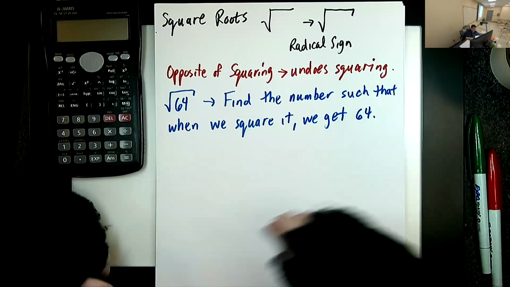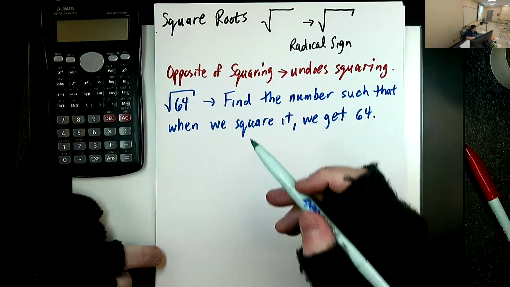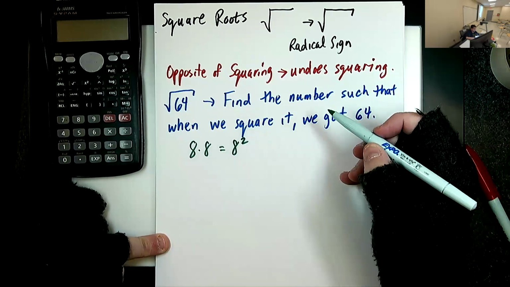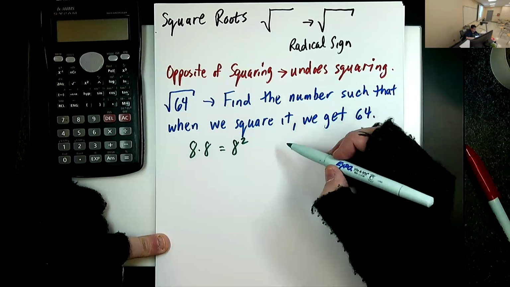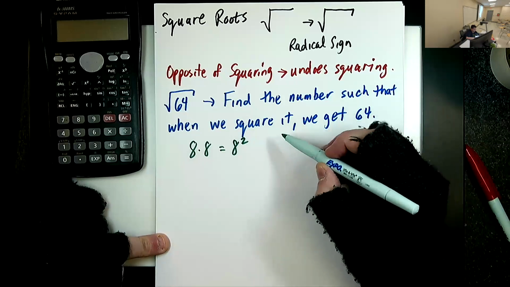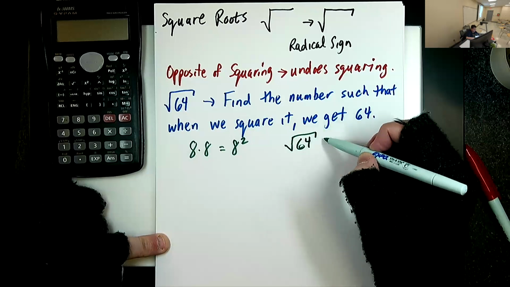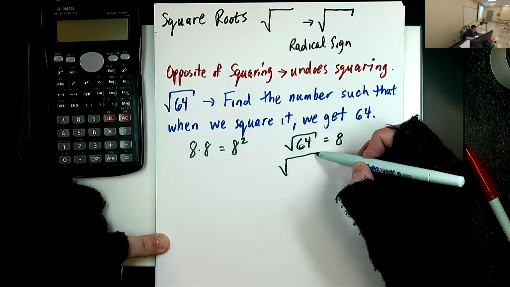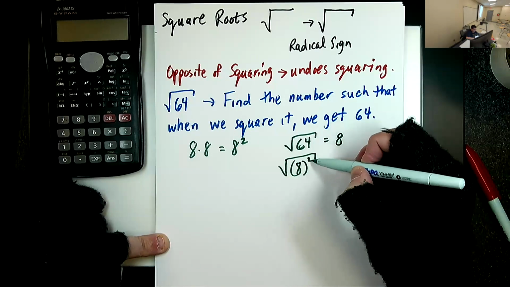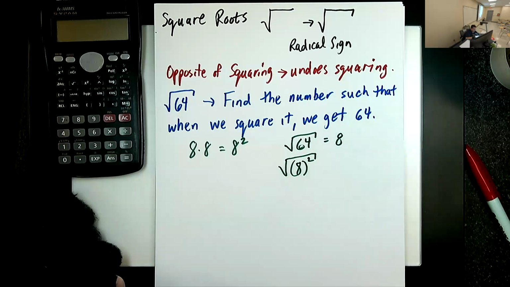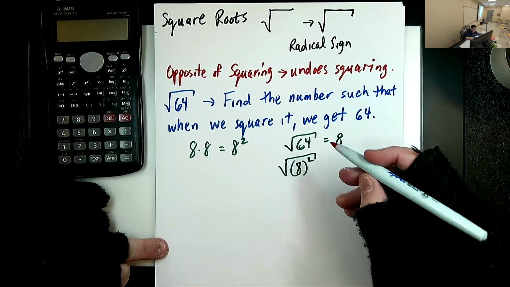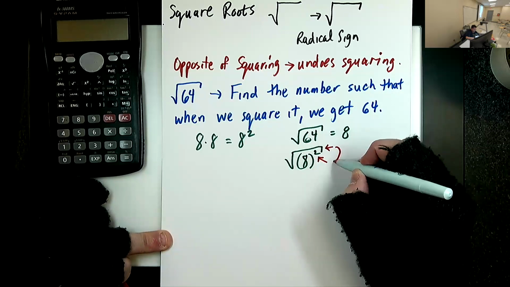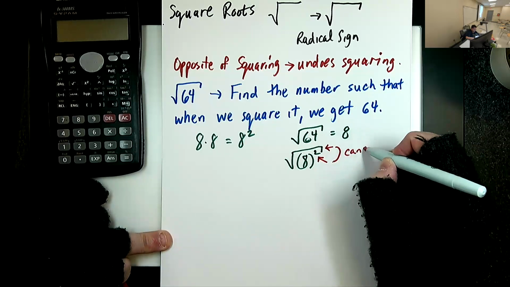Now, hopefully, you guys know that 8 times 8 is 64, which is 8 squared. So the square root of 64 is 8. I could write this as the square root of 8 squared. And I think that's a helpful way, because then you can see this radical sign and this square, these two cancel each other out.